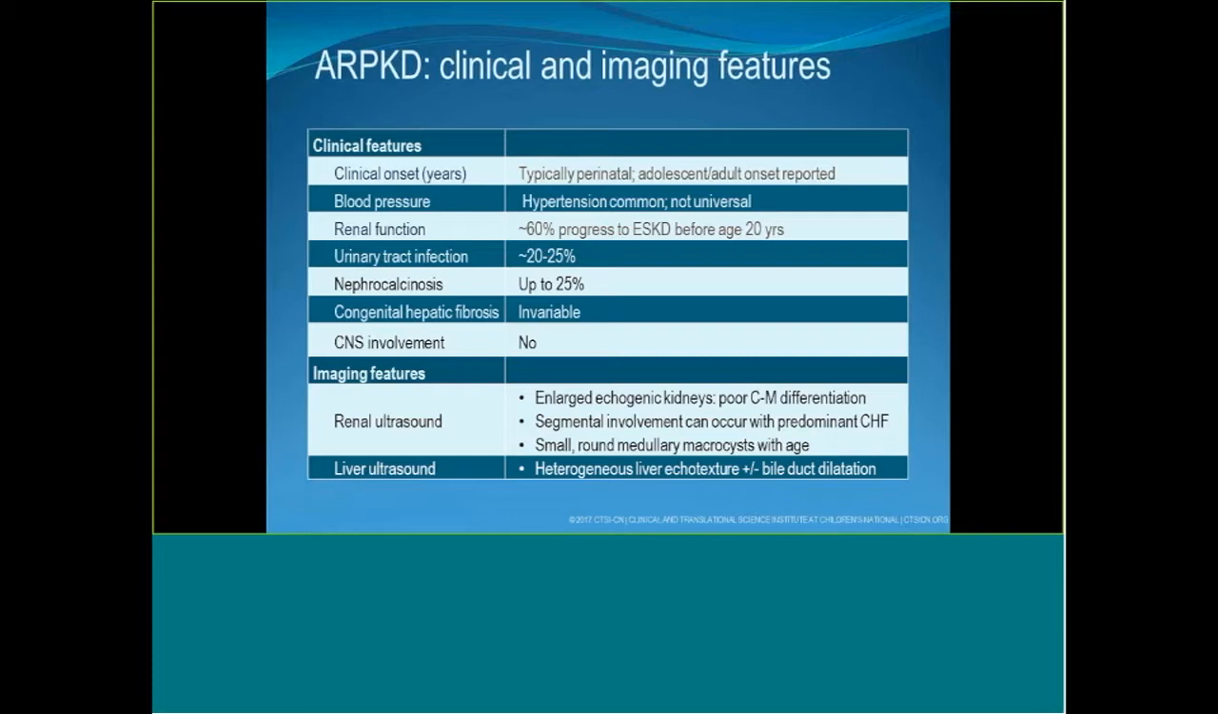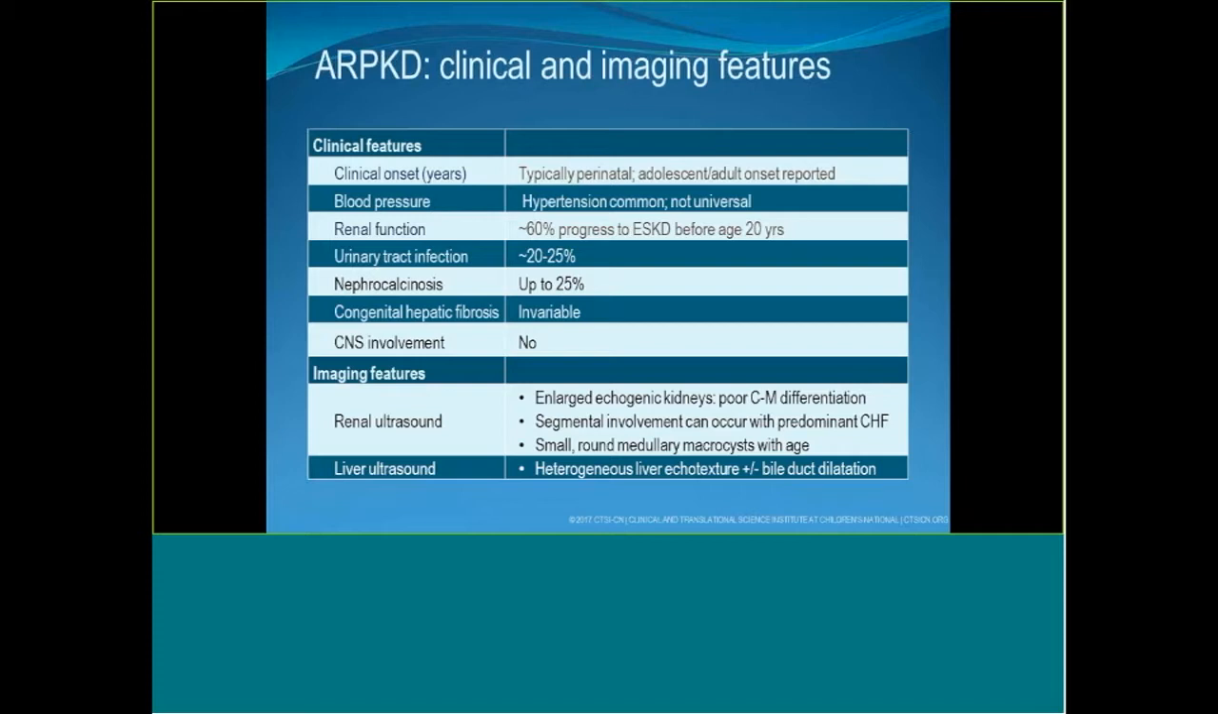So it's autosomal recessive. The onset is typically in the perinatal period, but you can also see it in the adolescent and adult period. Hypertension is very common, as I mentioned. The majority of them will go on to end-stage kidney disease before age 20. A lot of issues with urinary tract infection, with nephrocalcinosis, and the hepatic fibrosis is absolutely found in all cases.